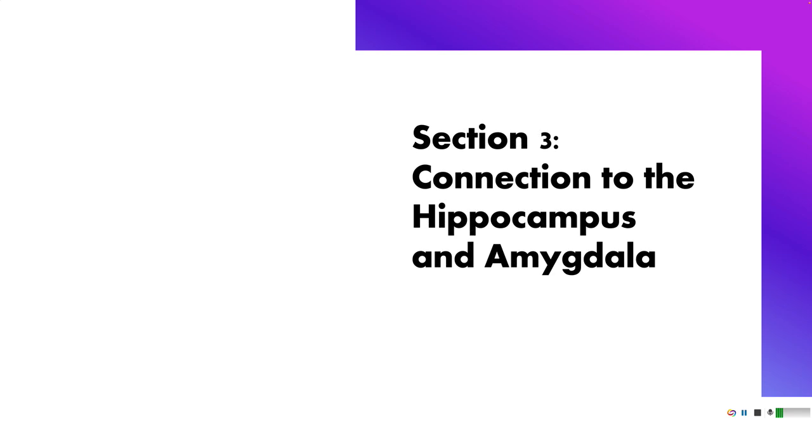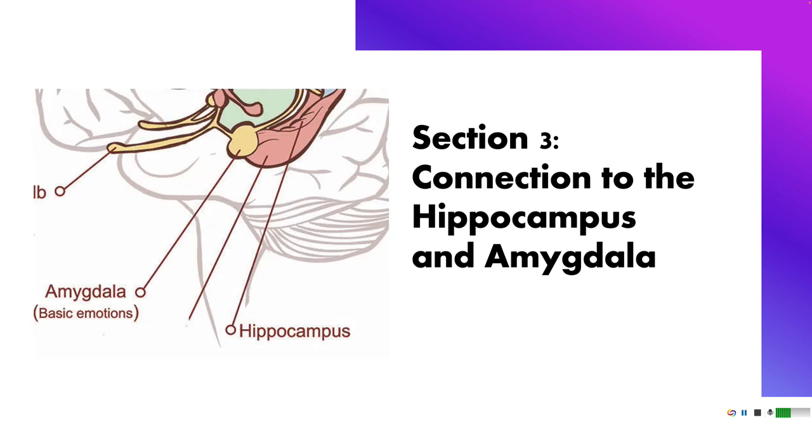Section number 3 is the connection to the hippocampus. Remember, it involves the memory, and the amygdala deals with emotion, right? Finally, examine the connection to the hippocampus and amygdala. Why might this be important for our understanding of smell and memory? And the students again will write down, and after that we can discuss and see which one. I think I write it down here.